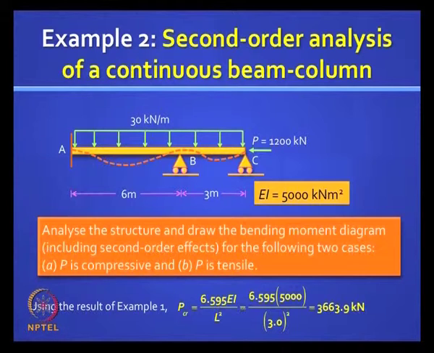From the previous example, P critical, plug in the value of EI that is given in this problem, plug in the value of the length, and it turns out to be 3664 kilonewton. The actually applied load is only 1000, so you can apply that load, but it is definitely going to affect your flexural stiffnesses. The 4 EI by L, 3 EI by L will go for a toss, and it will affect differently depending on whether the force applied is compressive or tensile.